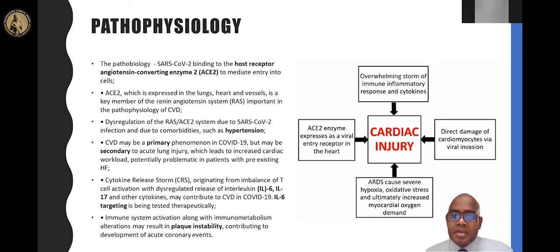And the very famous angiotensin converting enzyme 2, or ACE2, receptor is one of the culprits for entry into heart cells. We know that the COVID virus, SARS-CoV-2, binds to this ACE2 receptor. And surprisingly, this receptor is abundantly available mainly in 3 tissues: lungs, heart, and vessels.